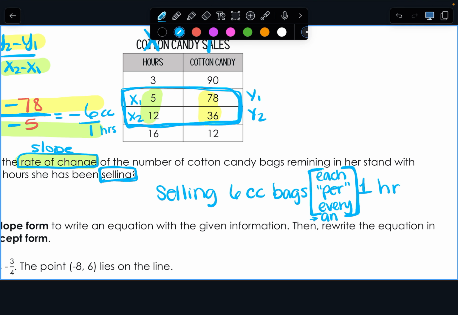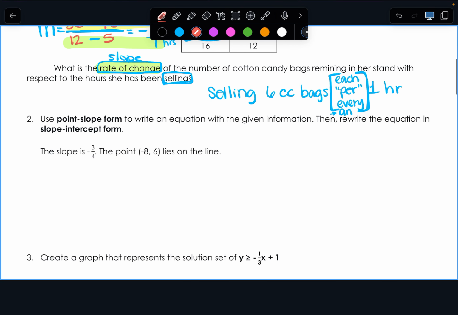You can say in, like selling in 1 hour. But in 1 hour just describes selling it that one time. You want something that's repetitive, because slope is the same every single time. So it's every single hour, not just that 1 hour. But it's a good thing to talk about that one.